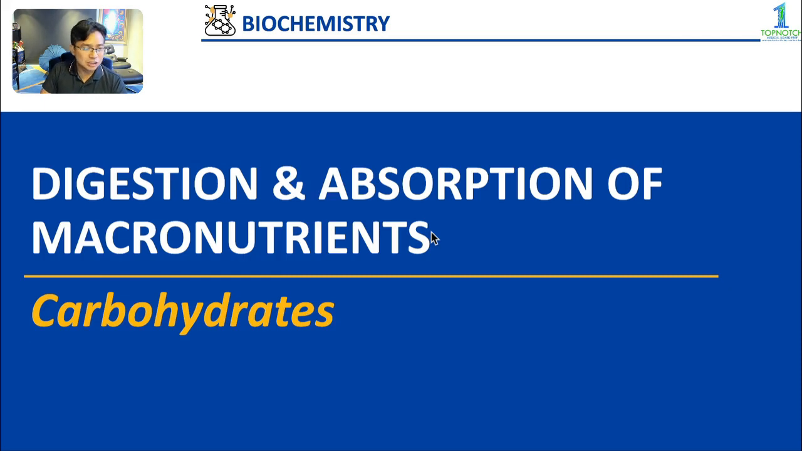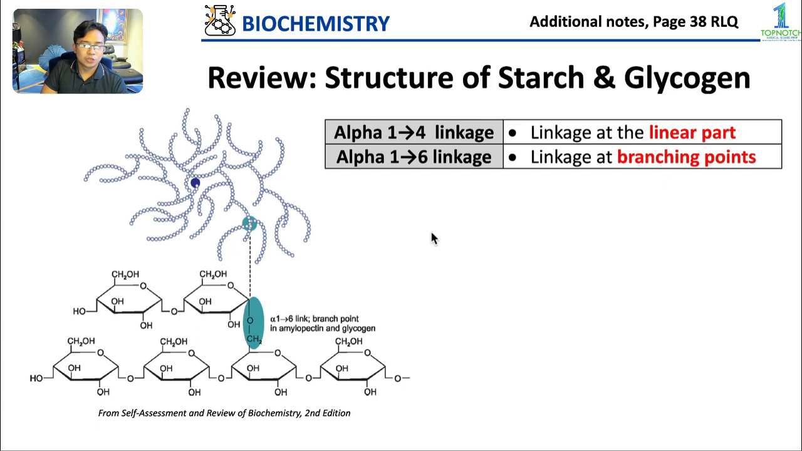Now let's head to the digestion and absorption of your carbohydrates. Now, before we discuss the process of starch digestion, let's review the glycosidic linkages of polysaccharides, starch and glycogen. Alpha 1 to 4 is the linkage site representing a linear part, while alpha 1 to 6 linkages are at the branching points.